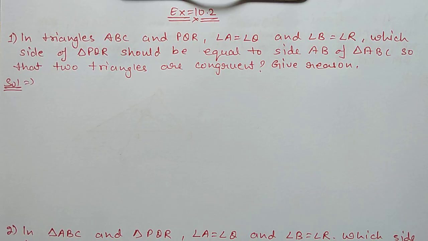Now we will start exercise 10.2. Question number 1. In triangle ABC and triangle PQR, angle A is equal to angle Q, angle B is equal to angle R. Which side of PQR should be equal to side AB of triangle ABC, so that the two triangles are congruent, and give reason also.